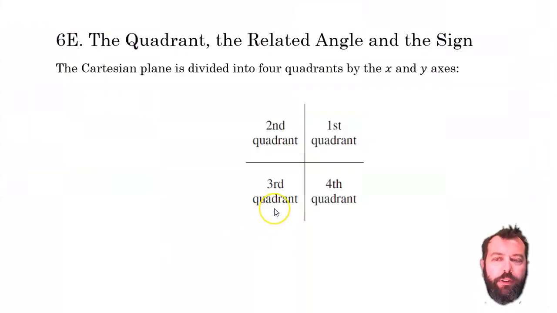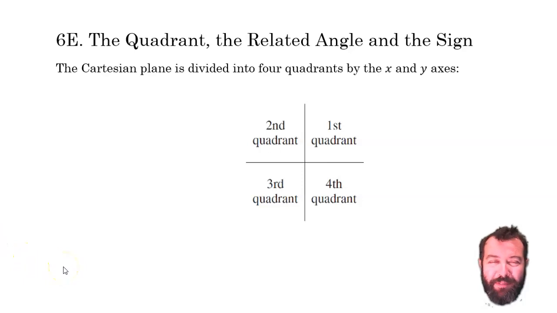Today we're looking at quadrants, related acute angles and the sign of our trig ratios. Now we can divide our plane into 4 quadrants. We number them moving from the positive x-axis in an anti-clockwise direction. So first, second, third and fourth quadrants.